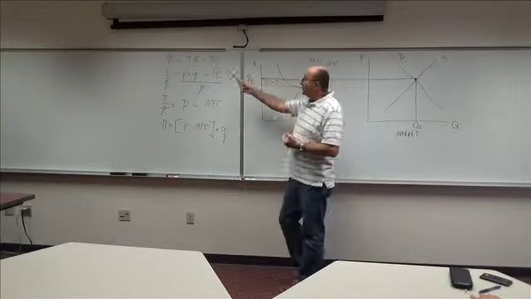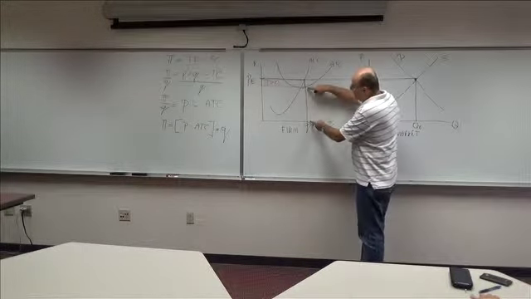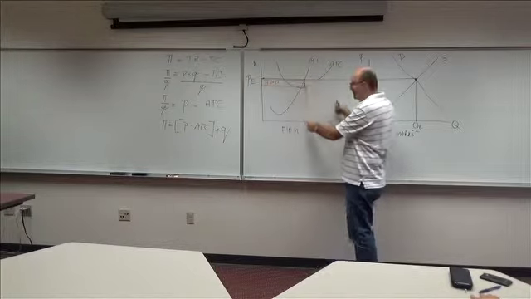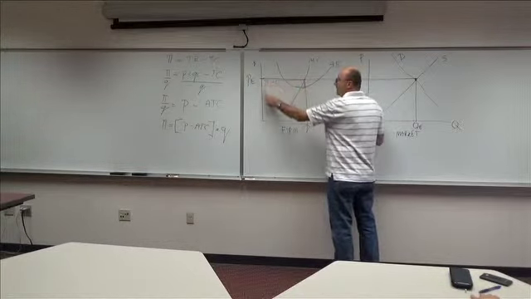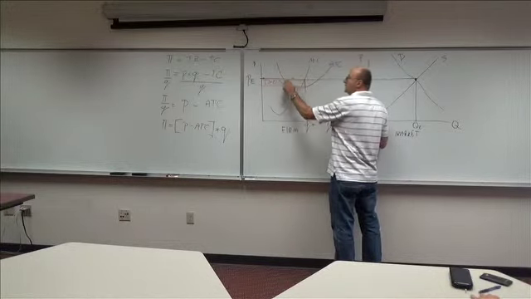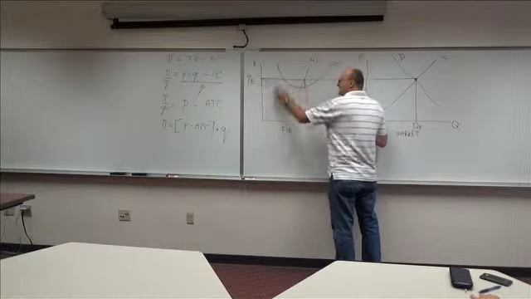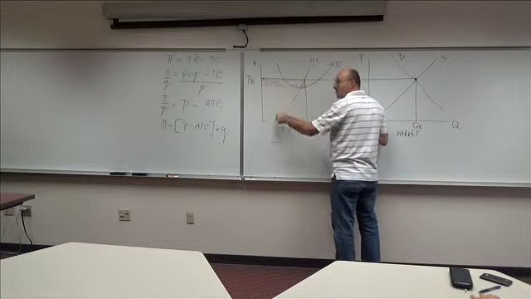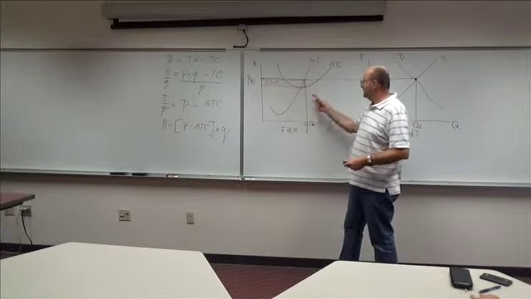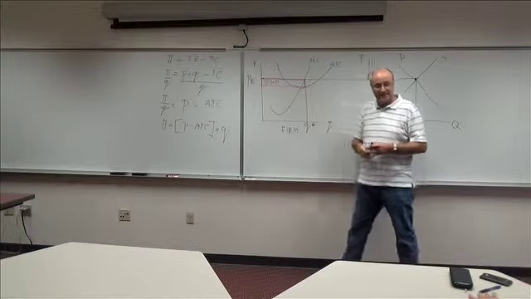But what is your total cost? Well, it's your average cost times the quantity. So this is your total cost. So if the large rectangle is your total revenue, and the smaller rectangle is your total cost, then profit is the difference between the large rectangle and small rectangle, which is the profit. Does that make sense?